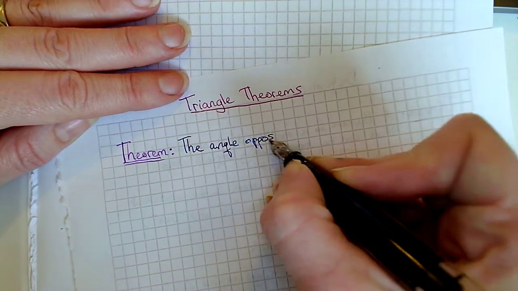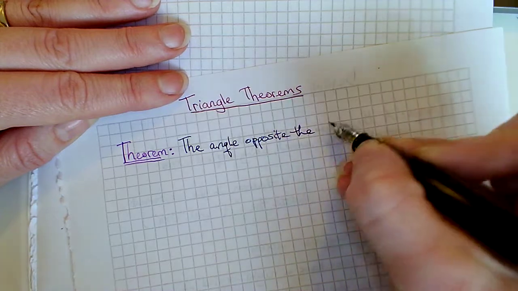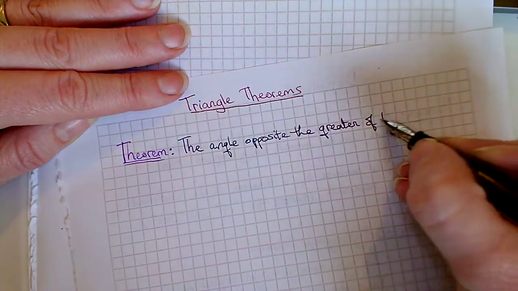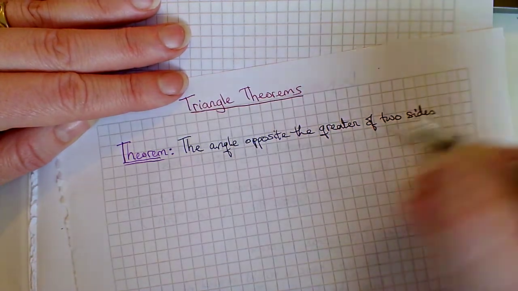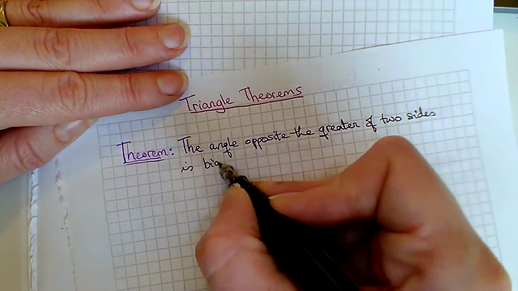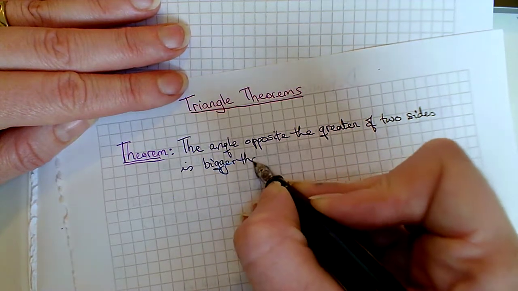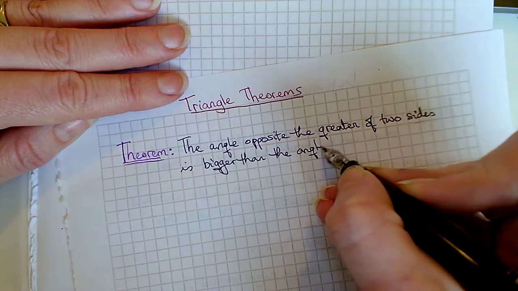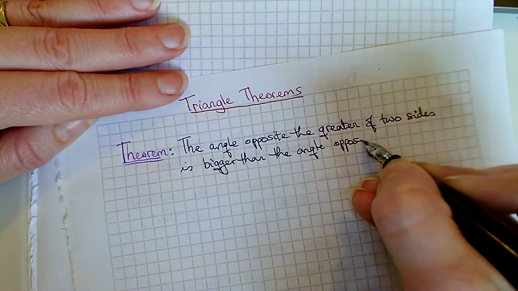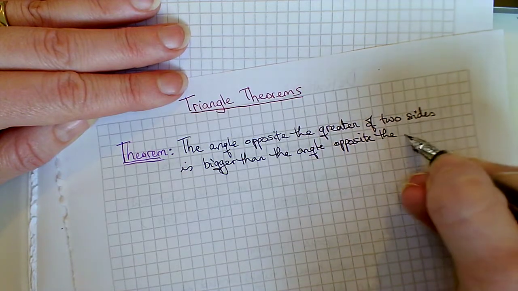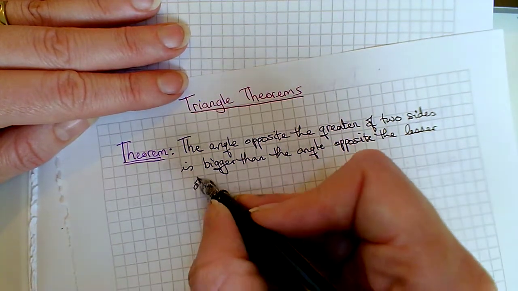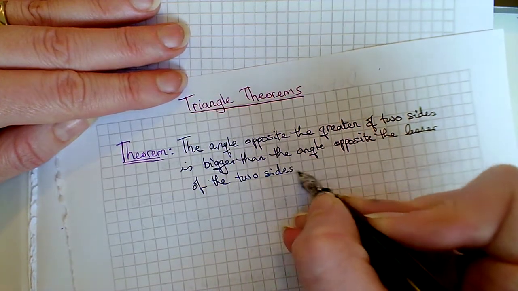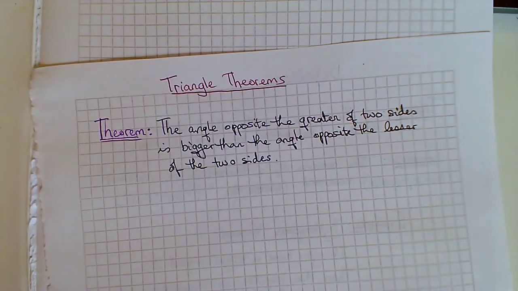Opposite the greater of two sides is bigger than the angle opposite the lesser of the two sides. Now that's a rather ugly statement and I don't like it.